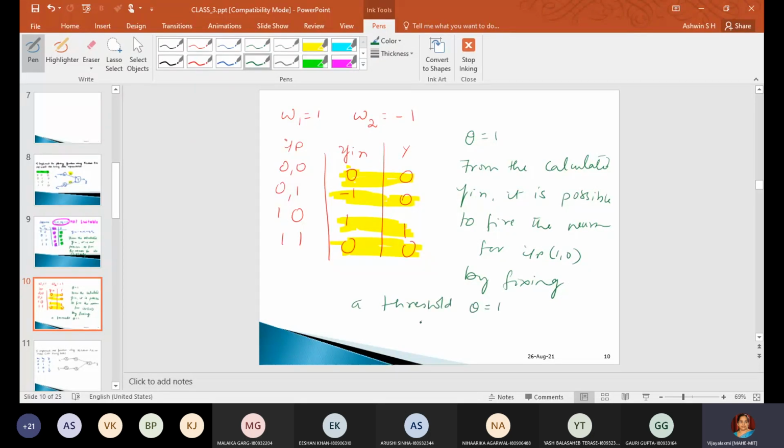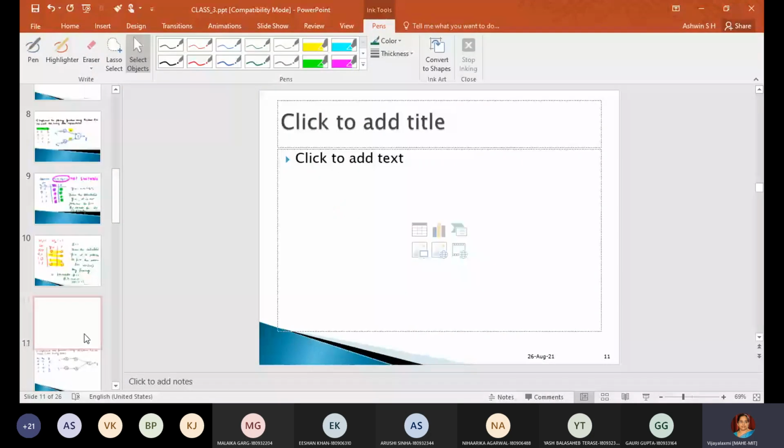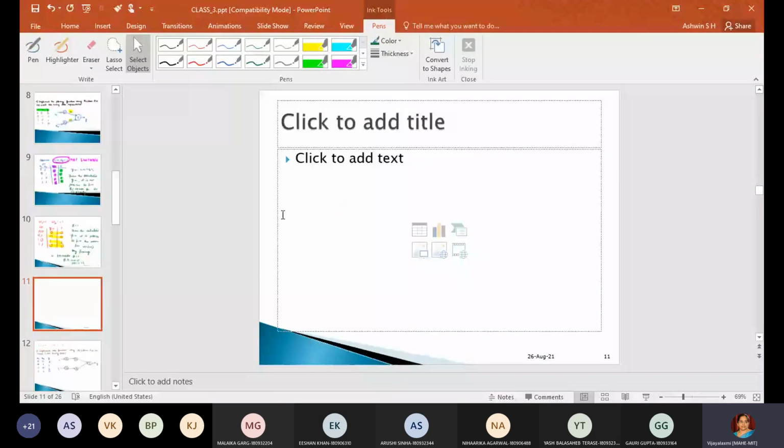Even if you use the formula, theta should be greater than or equal to nw minus p. Please note n is the number of inputs, here it is 2, into excitatory weight 1, minus inhibitory, which is 1. Don't consider anything but the magnitude. So 2 minus 1 is equal to 1. So theta value, even by formula or just by observation, it is possible to determine the value of the threshold. Once you fix the threshold value, now you can write the output.